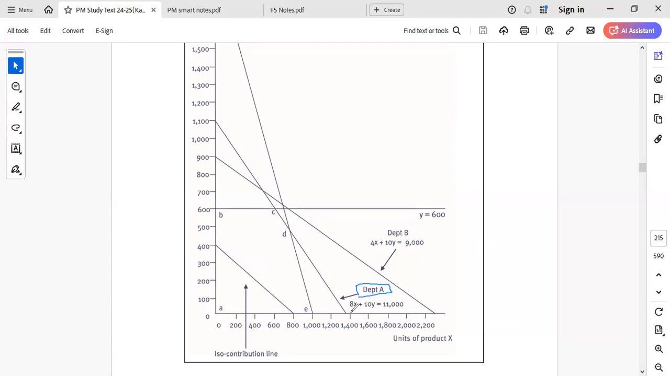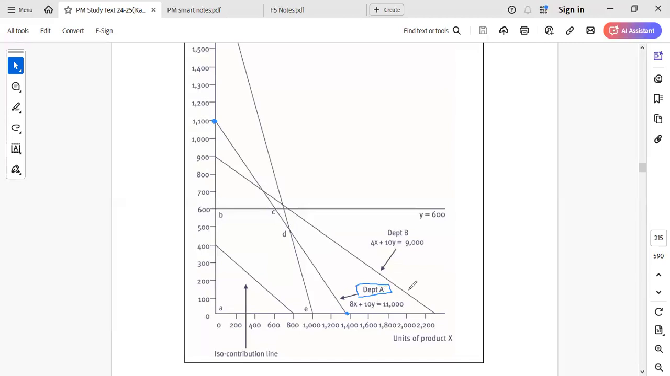In department A, I have how many units? Y is 1100. This is the 1100 point. And X is 1375, so it's a little bit before 1400. So we match these two points with a line and put the equation for department A.